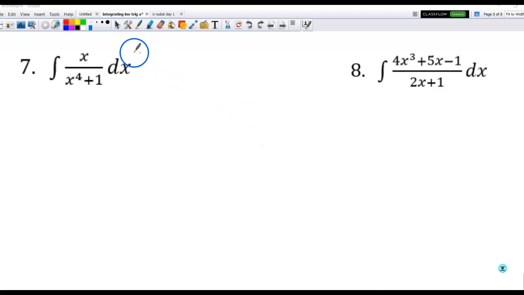So number 7 is a bit tricky. Hopefully you figured it out. If you did, you should be really proud of yourself. So I noticed that the degree in the numerator is smaller, so I'm not thinking long division.